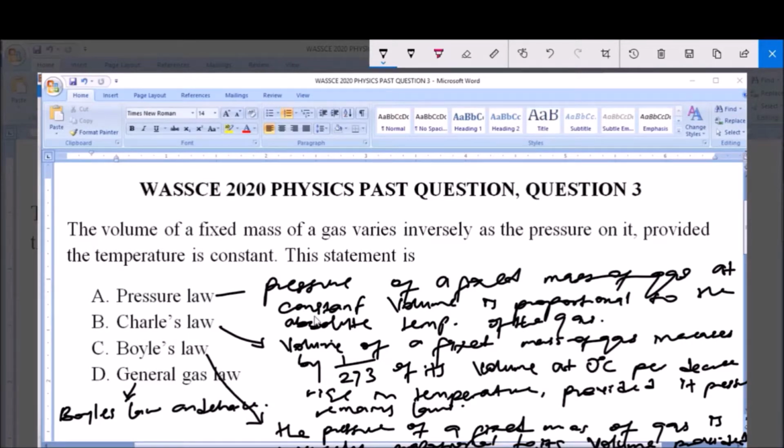So the general gas law is a combination of what? Boyle's law and Charles' law. Now the question says the volume of a fixed mass of gas varies inversely as the pressure on it, and Boyle's law states that the pressure of a fixed mass of gas varies inversely as its volume. It is the same thing. So this statement is a statement of Boyle's law. When the volume increases, the pressure decreases. An increase in pressure will lead to a decrease in the volume. That is Boyle's law, option C.